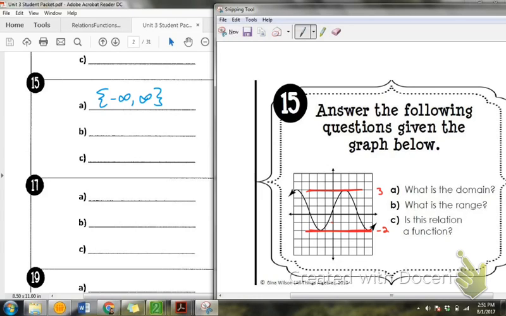So if it's touching both of them, do you guys remember what symbol we use to include it? Oh, the bracket. There you go, Crystal. We use the brackets, remember? From negative 2 to 3. That means those numbers are included.